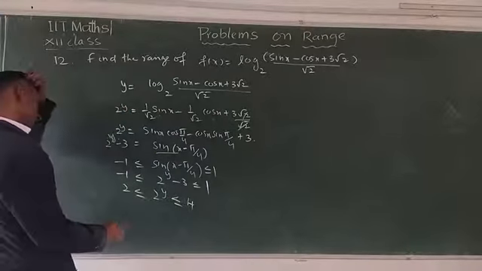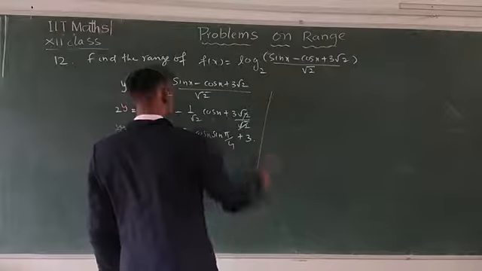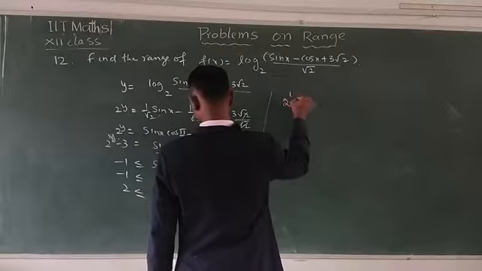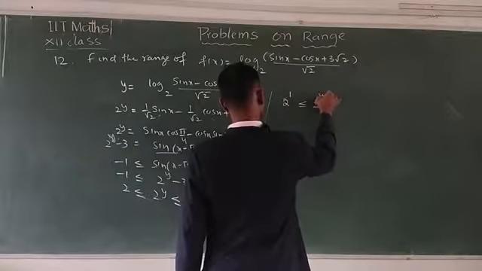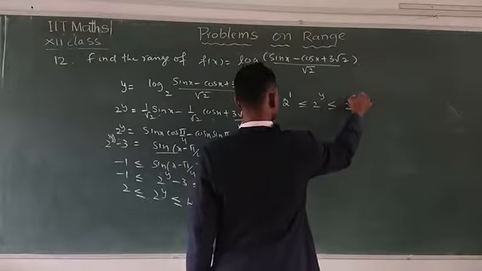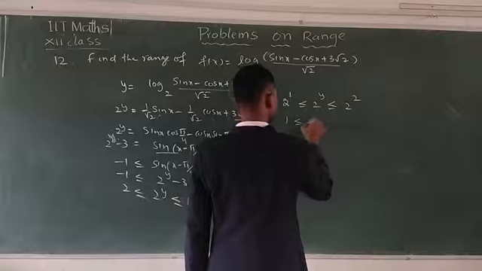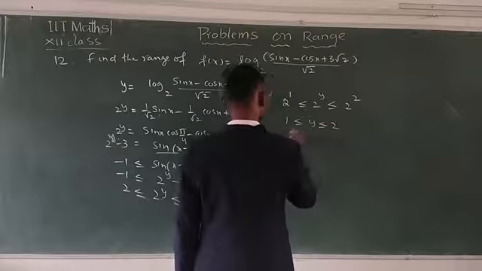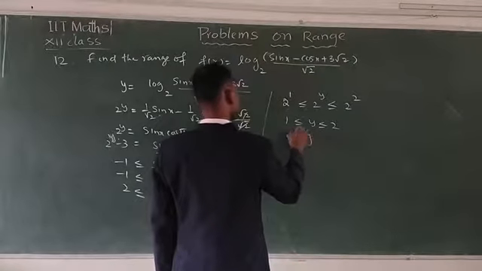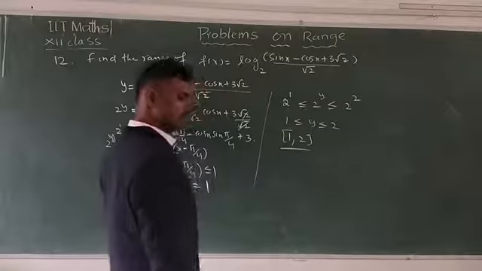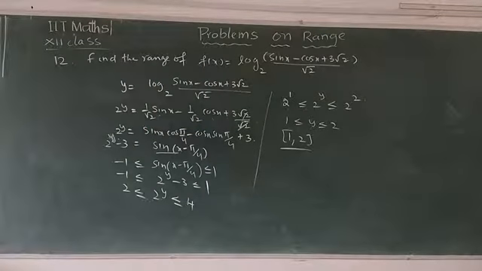Now this is rewritten as 2^1 ≤ 2^y ≤ 2^2. Since the bases are equal, 1 ≤ y ≤ 2. So the range is the closed interval [1, 2]. Note it down.